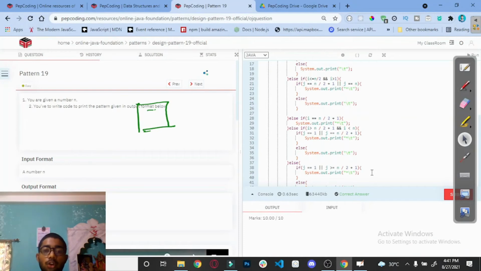So I hope all of you enjoy this video and learn this concept of how to solve this kind of pattern. If you want to tackle this kind of pattern, firstly you have to divide it into small parts, then try to solve it with if else conditions.